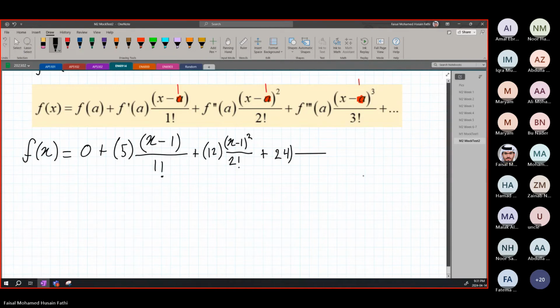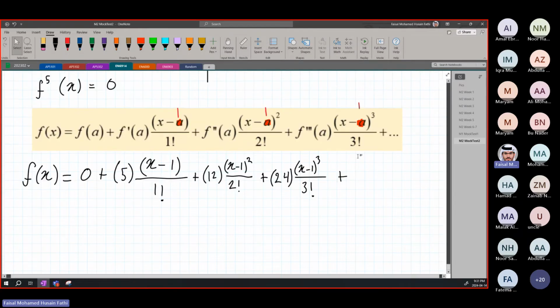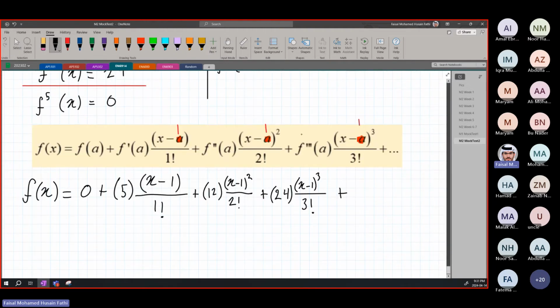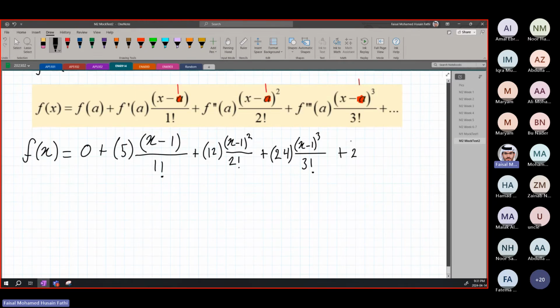Times (x minus 1) cubed over 3 factorial. Plus, again, this will keep continuing until you reach your last value, which is this one, f to the power of 4. It is also 24 plus 24 times (x minus 1) to the power of 4 over 4 factorial.